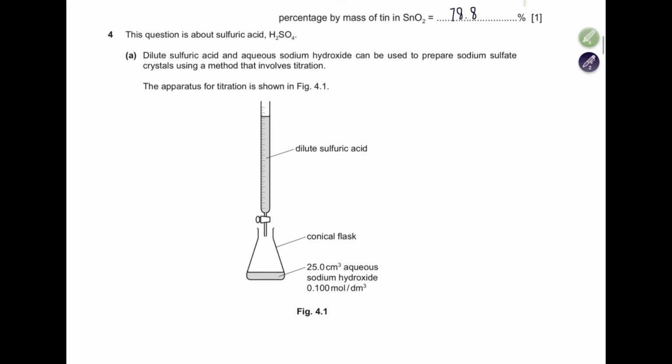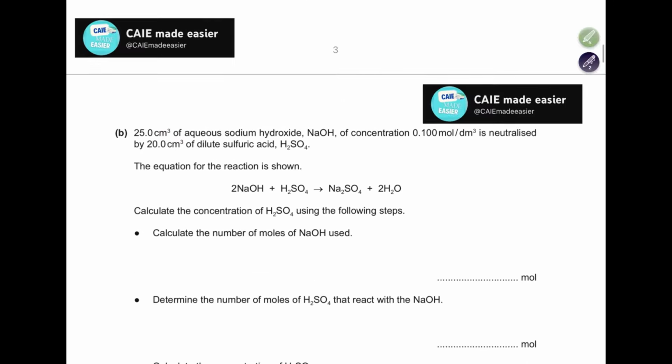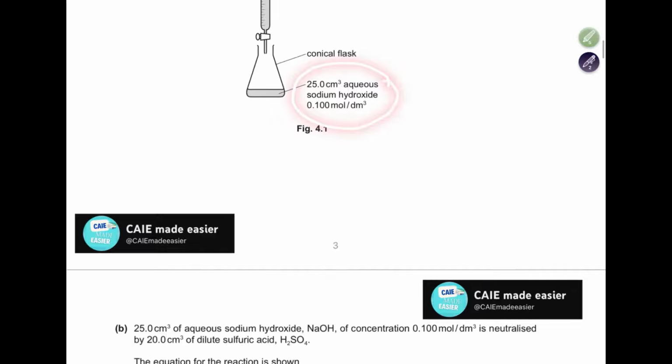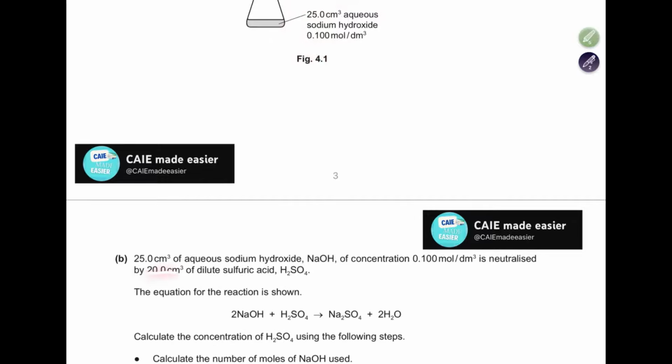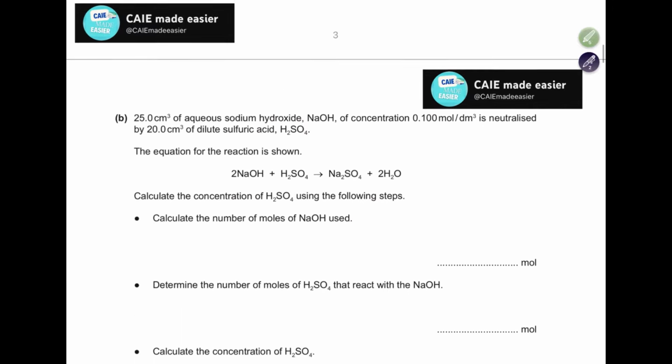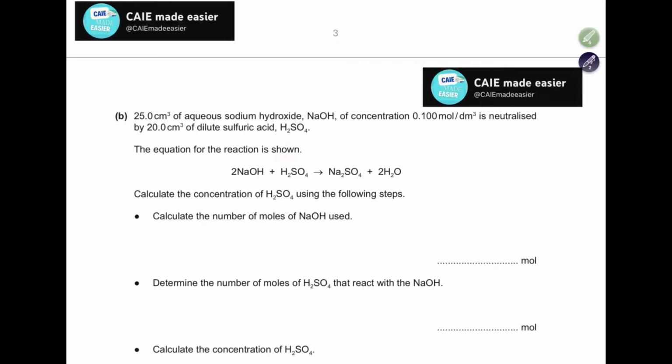Next, this question is about sulfuric acid. Dilute sulfuric acid and aqueous sodium hydroxide can be used to prepare sodium sulfate. A method that involves titration. The parameters for the titration are shown in the figure. 25 cm³ of aqueous sodium hydroxide, NaOH, of concentration 0.1 mol/dm³, which is mentioned here in the beaker, is neutralized by 20 cm³ of dilute sulfuric acid, which is in the burette. Now, the equation for the reaction is shown, which is this one.